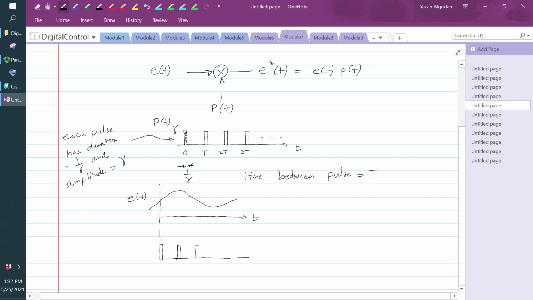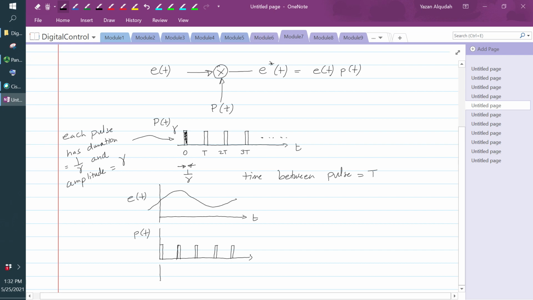Now, of course, somebody might have noticed that in this pulse train each pulse has an area that is equal to 1. If I look at each one of these pulses, the width is 1 over gamma, the amplitude is gamma. If I multiply them together, the area is 1 over gamma by gamma, which is equal to 1. So what's going to happen if I take this impulse train and multiply it by E of t?